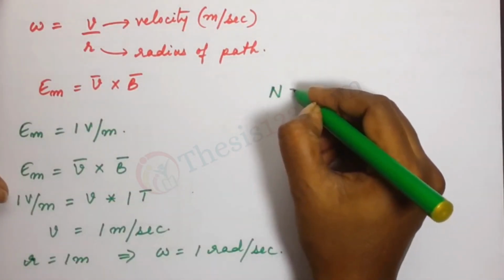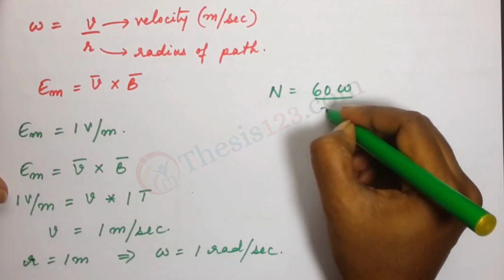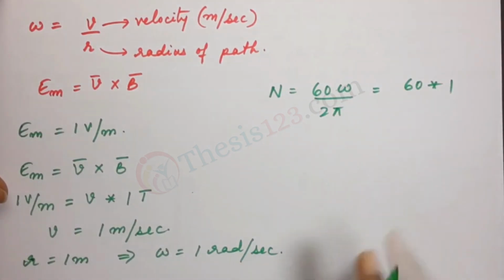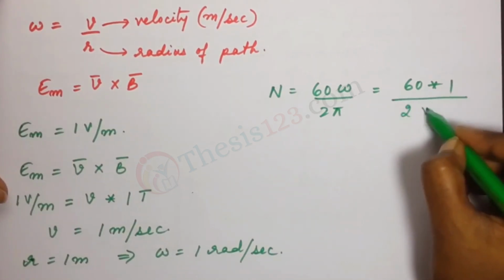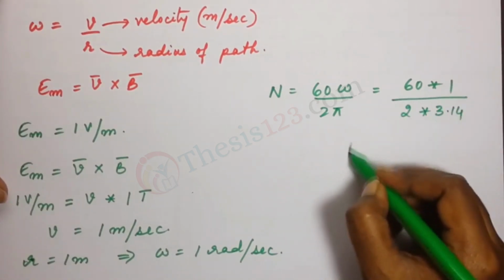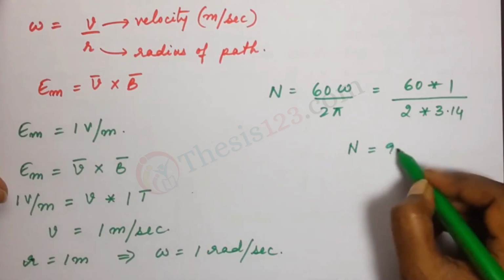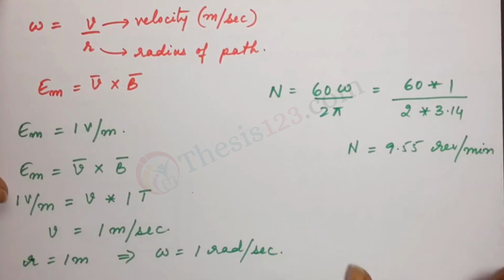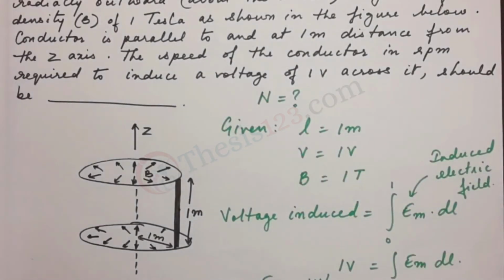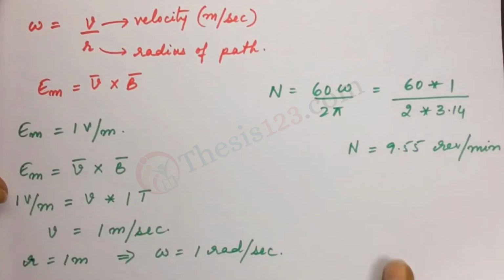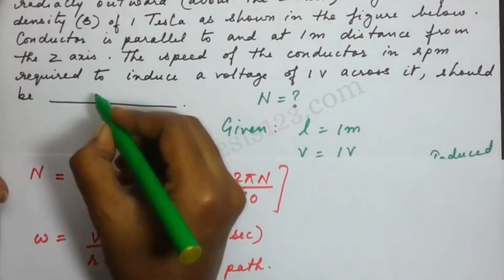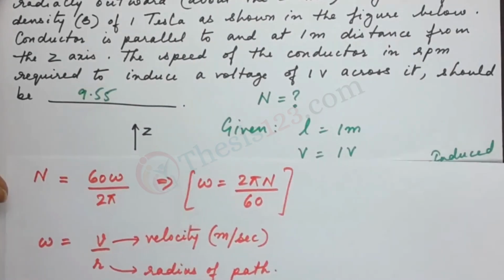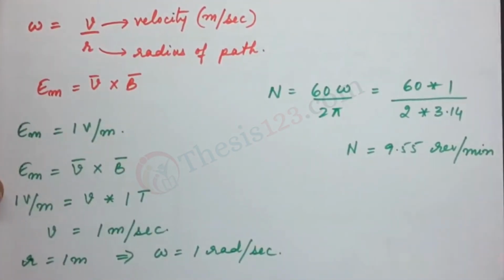So n is equal to 60 omega by 2 pi. 60 into 1 radian per second divided by 2 into 3.14. So the speed would be 9.55 per minute. So this is the final answer here, 9.55. Well, I hope this has helped.